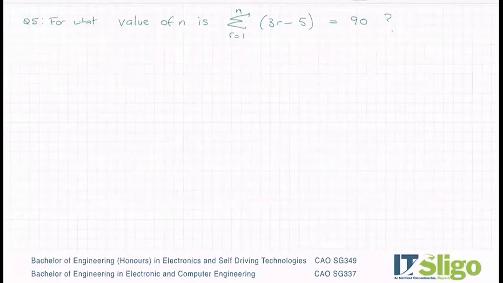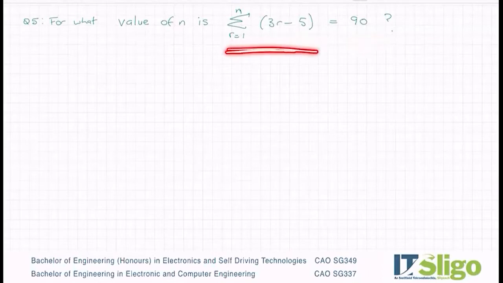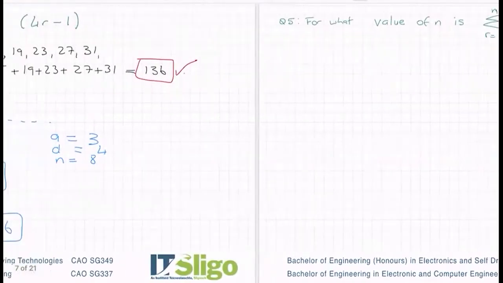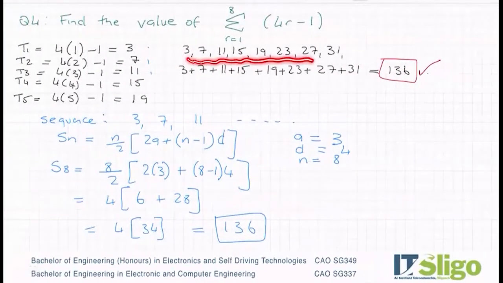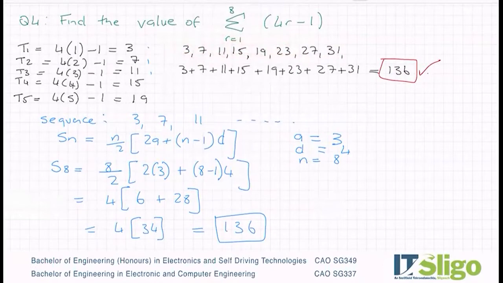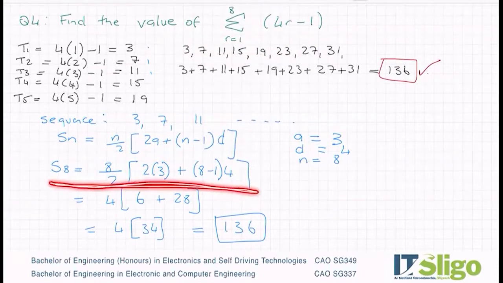And then a similar question, but a different question. Question 5 says, for what value of n is this sequence equal to 90? So how many terms of this sequence do I need to sum up to give me 90? Well, there are 2 ways. You can either start writing out all the terms of the sequence and then keep a rolling count until you add up all the terms to 90. That's a little bit cumbersome. Or you can establish your SN formula and solve it for n. So how many terms gives me 90?